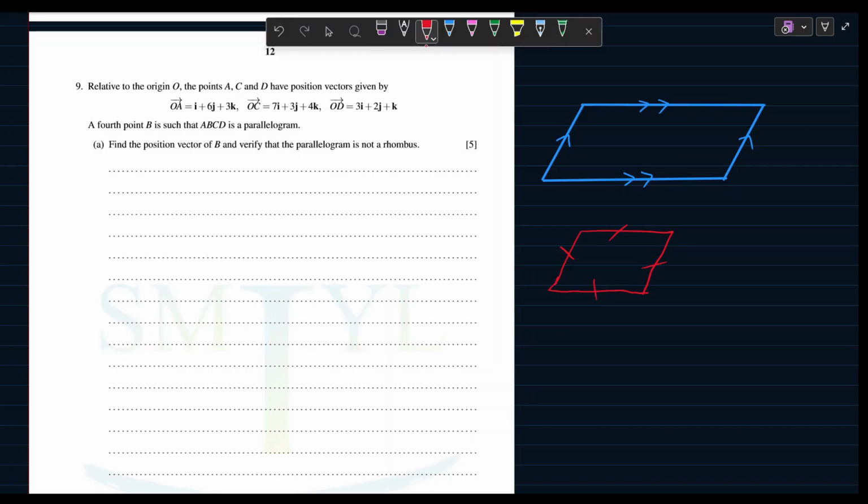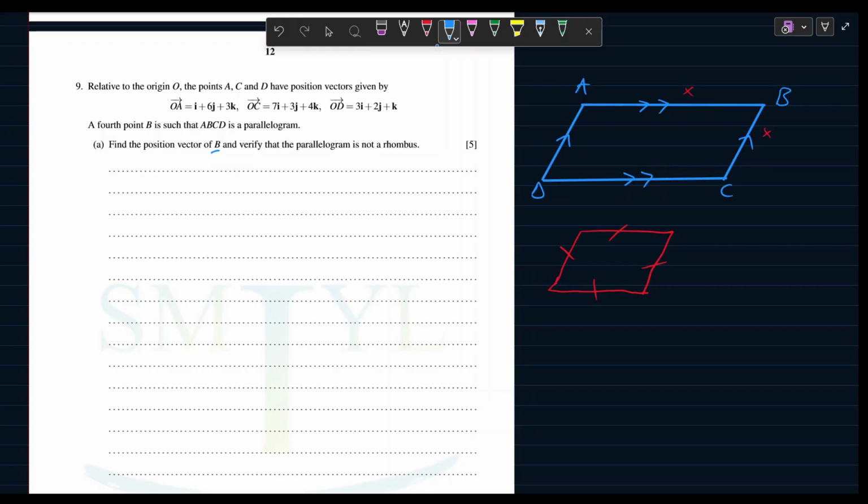So it would have the same traits of parallelism, but all four sides would also be equal. So if we want to prove that our parallelogram is not a rhombus, we just have to show that this side is not equal to this side. Because otherwise, if they're equal, it would be a rhombus. Okay. So we are given A, B, C, D. We need to first find the position vector of B.